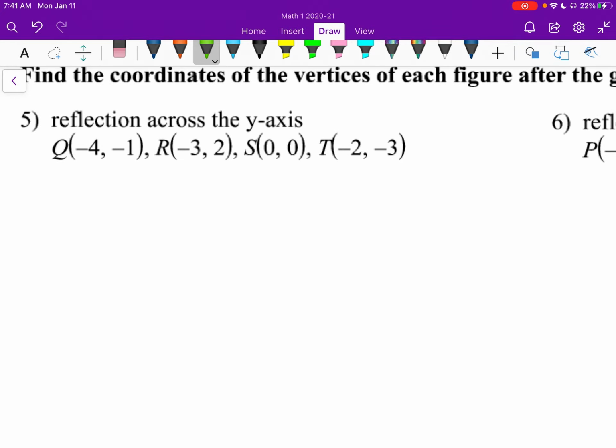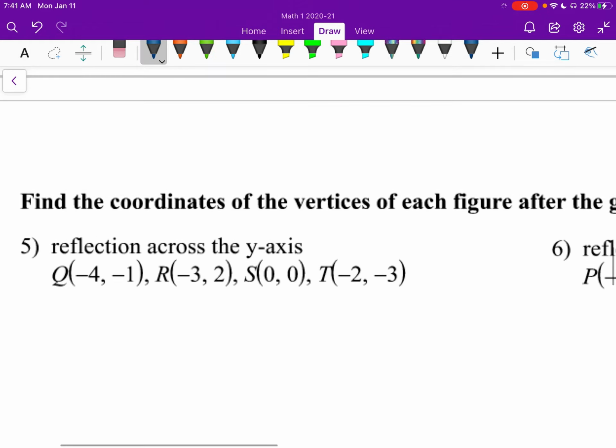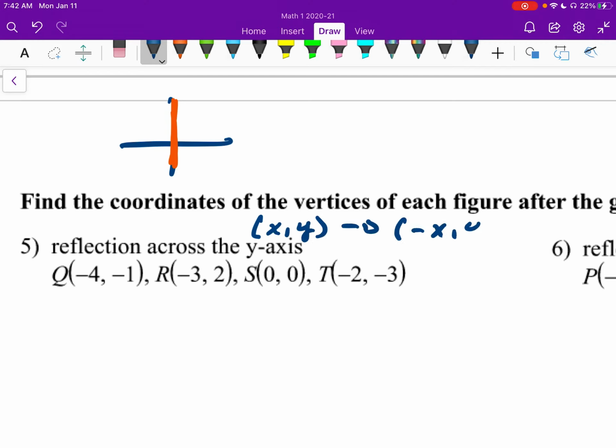All right, reflection over the y-axis. Now, I don't know if I've shown you this before, but the y-axis is the vertical one, right? That's one where the x changes. The x just goes from negative to positive or positive to negative. So you could write down that this is (x, y) to (-x, y). You could use that formula if you want. I think we're going to do that here.